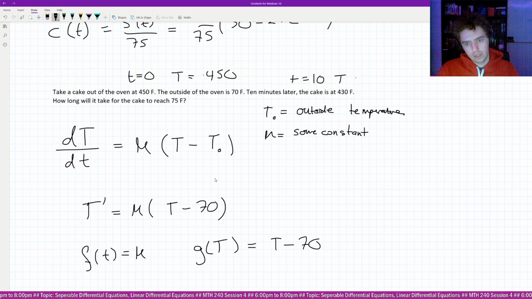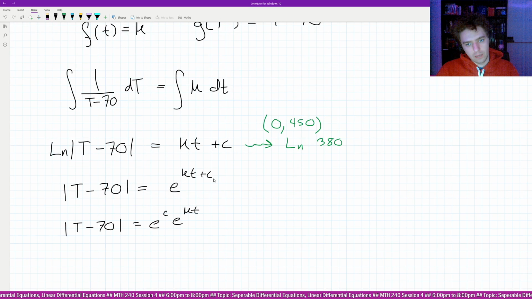So at this step right here, I'm going to solve for C. I'm going to do that by putting in the point (0, 450). At time t equals 0, the temperature was 450. The reason I can do that here is because K is going to disappear with that. So it's going to be ln absolute value of T minus 70. So 450 minus 70 is 380. Absolute value doesn't matter anymore because it's a positive number, equals C.